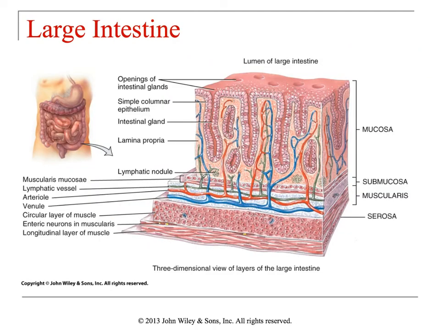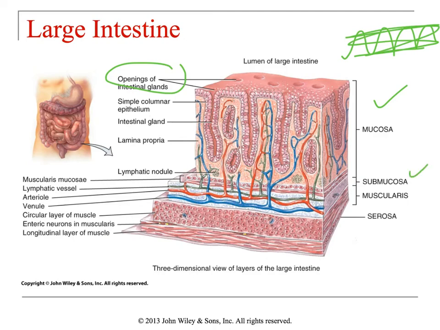Okay, here's a cross-section through the layers of the large intestines. So not as many villi or microvilli, and no circular folds. So we have the mucosa, there's glands, submucosa, muscularis, so just two layers, and then the serosa is the outer layer.